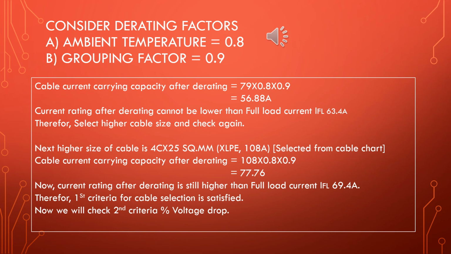Therefore we will select next cable size, that is 4 core 25 square mm. After derating, ampere rating of this cable is 77.76 ampere, which is still higher than our full load current. Hence, first criteria for cable selection is satisfied.